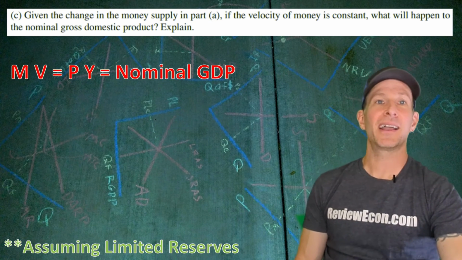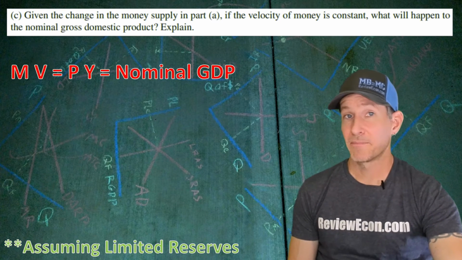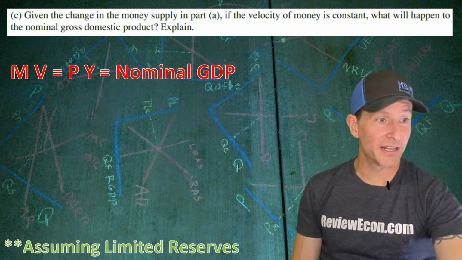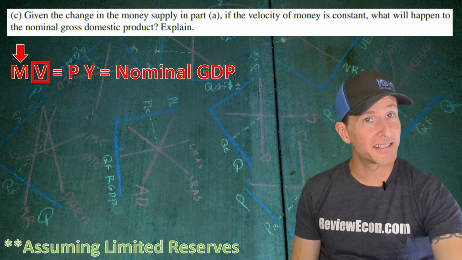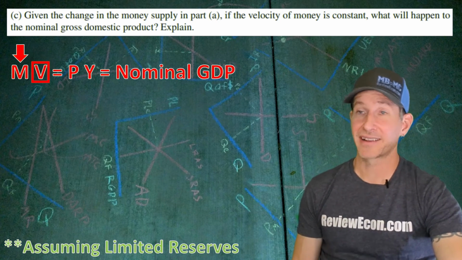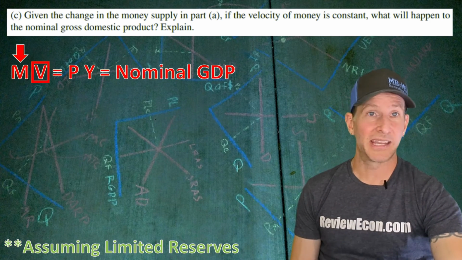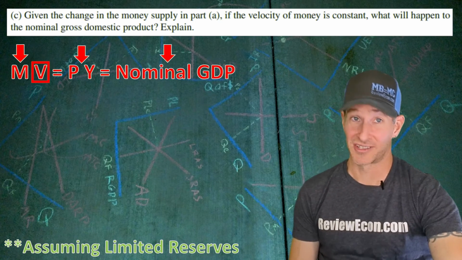M is the money supply, V is the velocity of money, P is the price level, and Y is real output. So we're going to decrease the money supply while the velocity of money is constant. Mathematically, that means that the other side of this equation must also fall. So PY decreases, and so does nominal GDP.